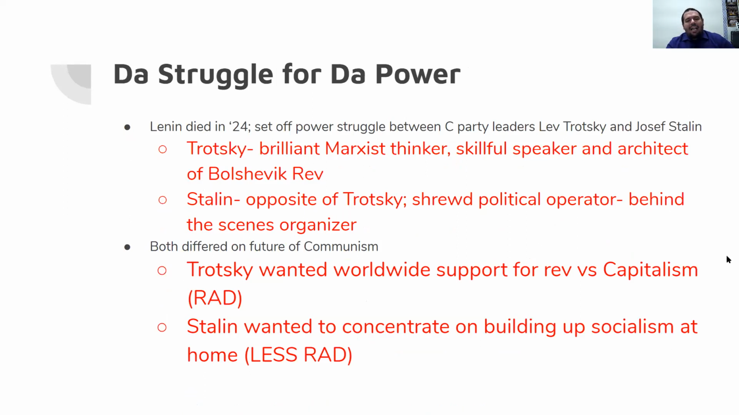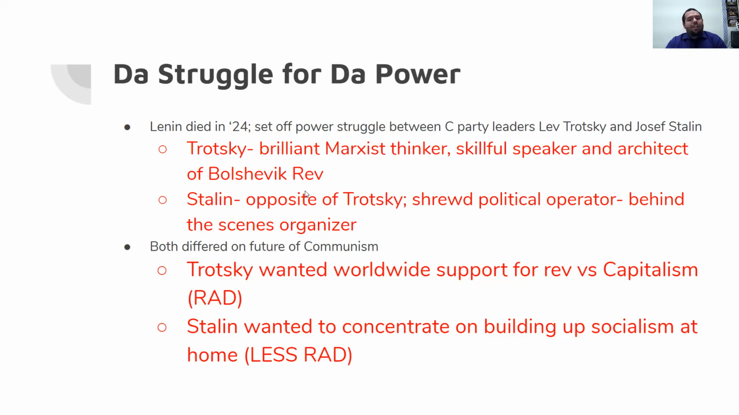Lenin will die in 1924, and that's going to set up a power struggle between Communist Party leaders Lev Trotsky and Joseph Stalin. And this is aptly depicted in the British novel Animal Farm. If you've ever read that book, it is the allegorical story of the Russian Revolution on a farm. If you don't know what I'm talking about, Google it yourself.